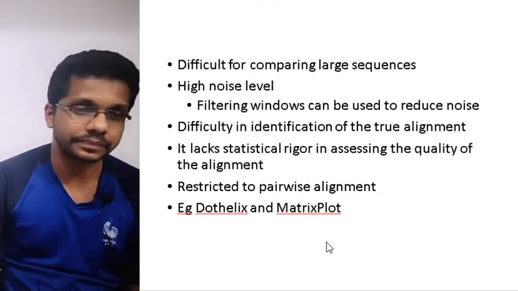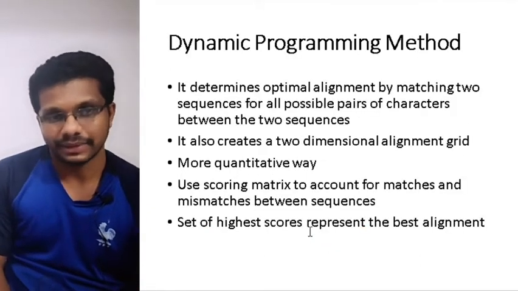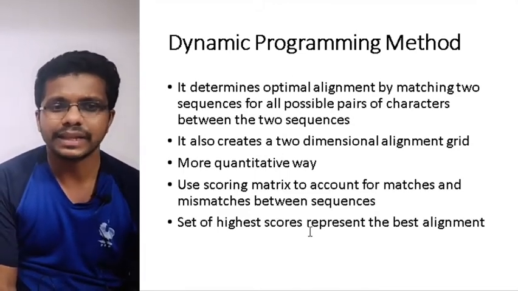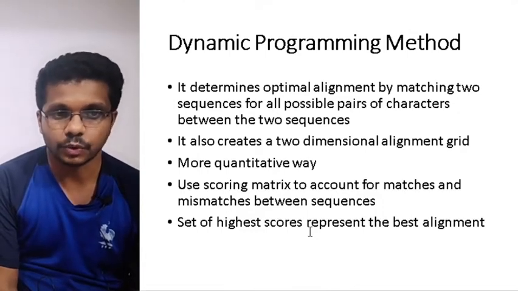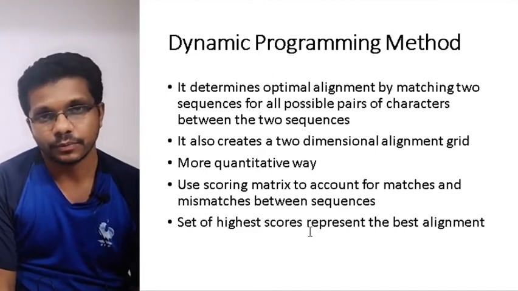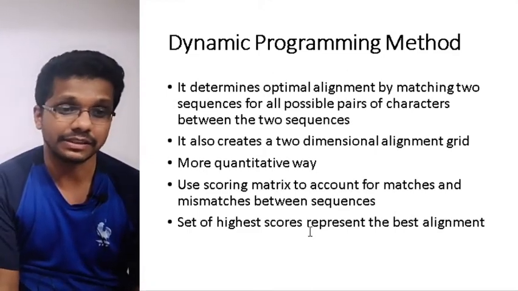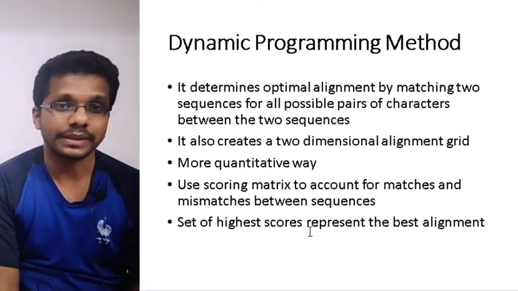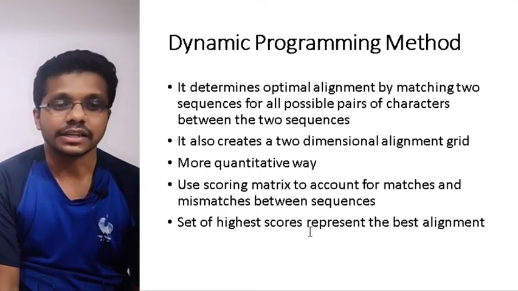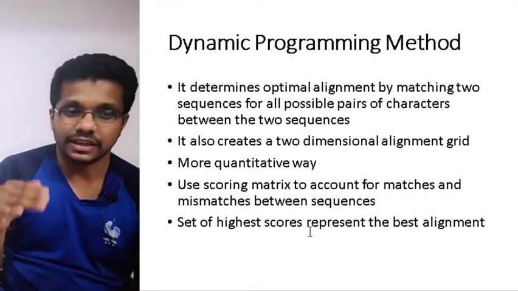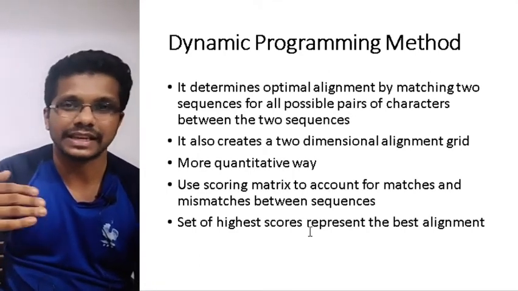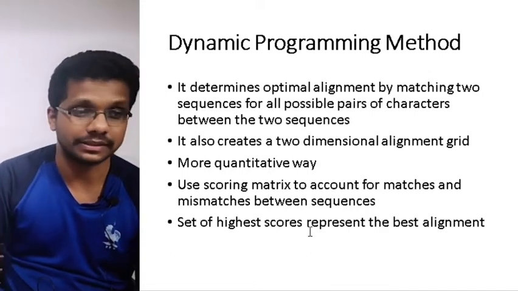Next method is the dynamic programming method. It's basically a statistical method. It determines the optimal alignment by matching two sequences for all possible pairs of characters between two different sequences. It actually produces a two-dimensional grid with quantitative scoring for both the matches and mismatches. This is actually using a score matrix, and based on the scores we are finding the alignment. So it's basically a statistical method as well as a quantitative method.